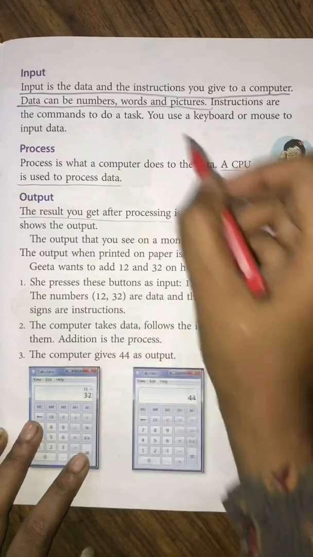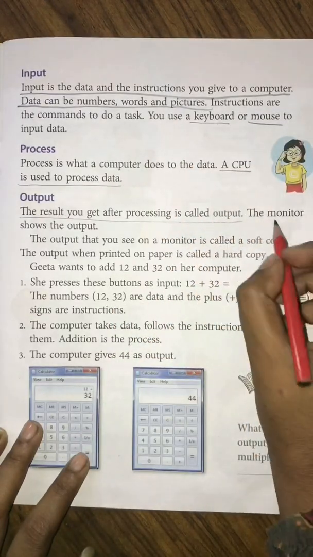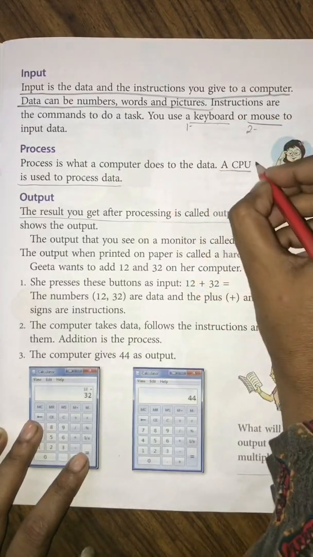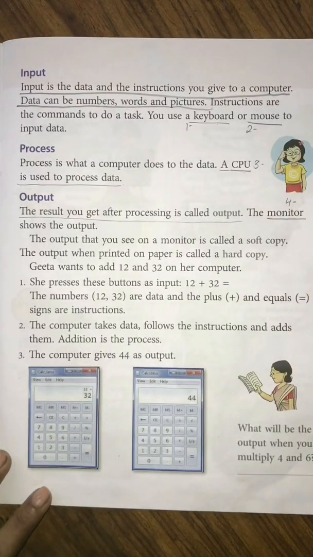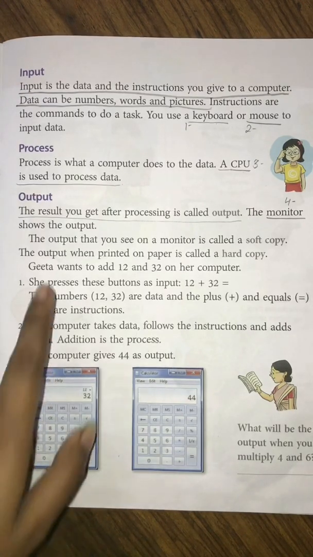Now just notice, children, carefully. Keyboard, mouse, CPU and monitor, these are the four main important parts of the computer. Okay, children? All these are the four main parts of the computer.